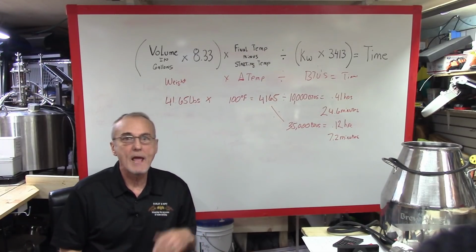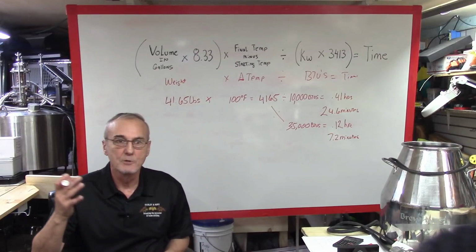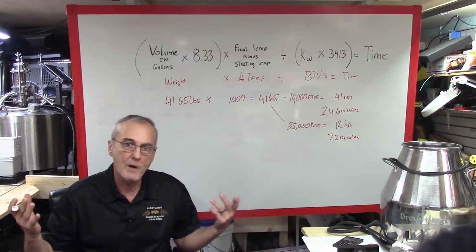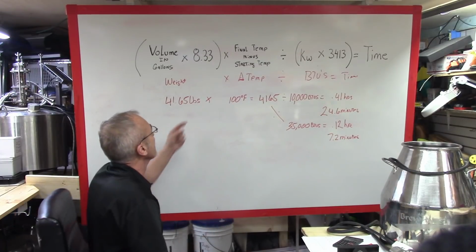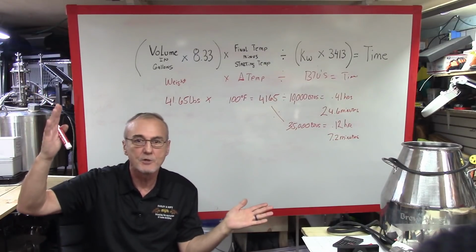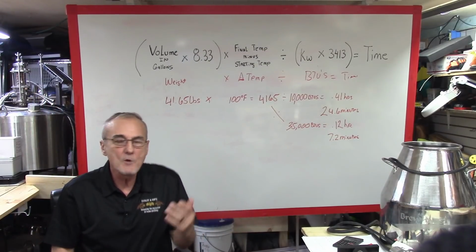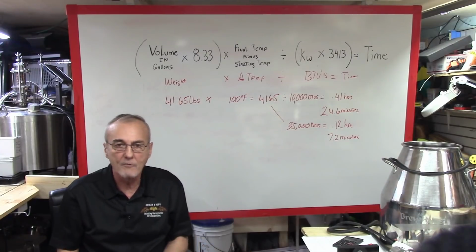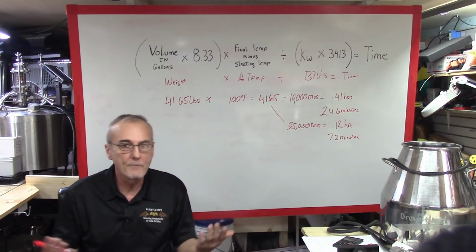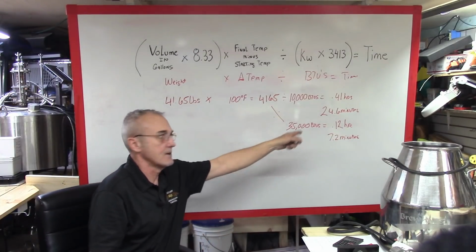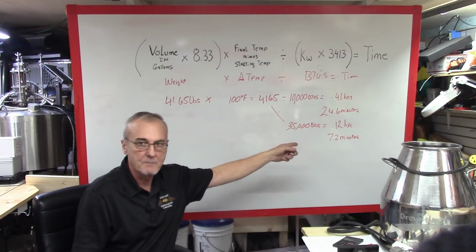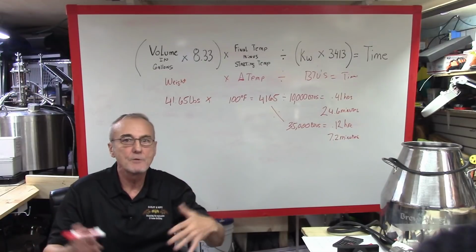if you start at 50 degrees and you have to go to 175, how many degrees difference? That's 125. So you just plug that figure in as 125 degrees, because that's the temperature difference you're looking for. What if you have 9 gallons? Well, start off with 9 times 8.33. What if you have a 65,000 BTU burner? Well, just plug in 65,000 BTUs, and that's going to give you your answer.